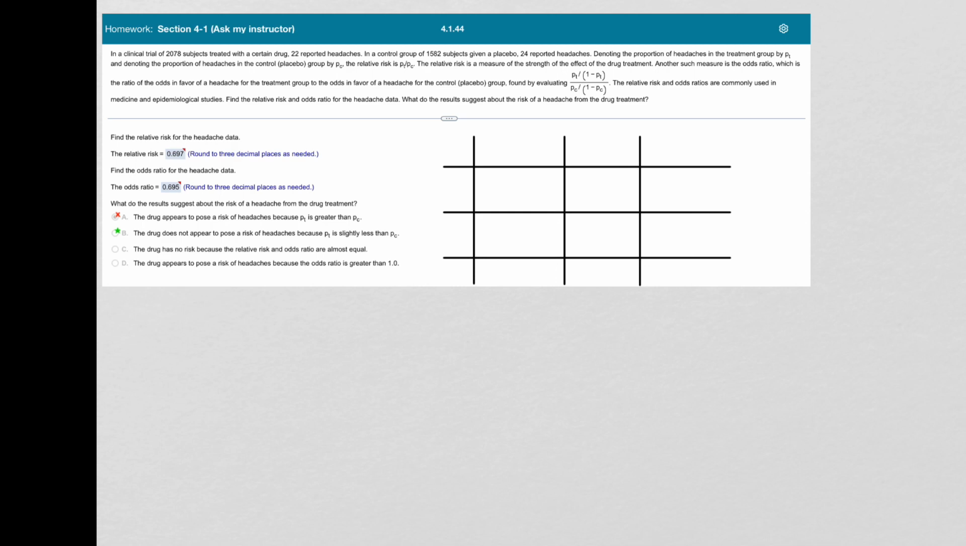So first of all, there's a treatment group. And then there's the control group. And then we're going to have a total. And then did they have a headache? Yes or no. And then again, there's a total.